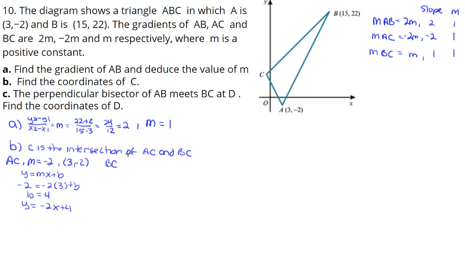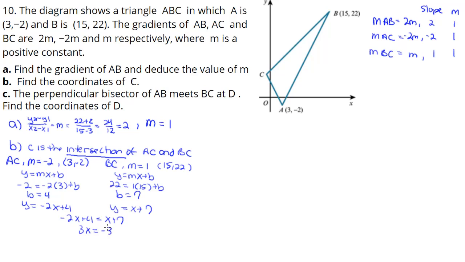Now that's AC, so BC, again, whenever I need an equation, I just need a slope and a point. That slope is 1, and the point is 15, 22. And so again, I plug it into y equals mx plus b, and then solve for b, and I find out that b is going to equal 7, which the equation then is going to be y equals x plus 7.